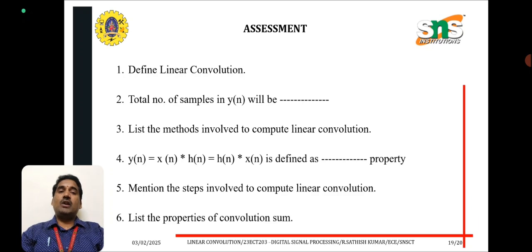Mention the steps involved to compute linear convolution: folding, shifting, multiplication, and then summation. List the properties of convolution sum: commutative property, associative property, and distributive property.